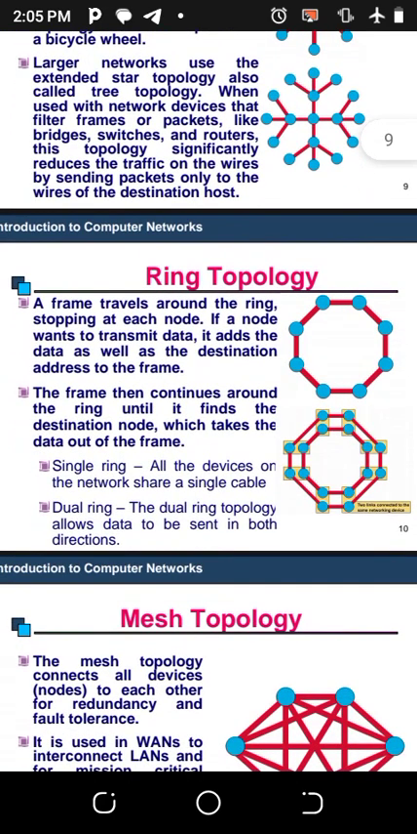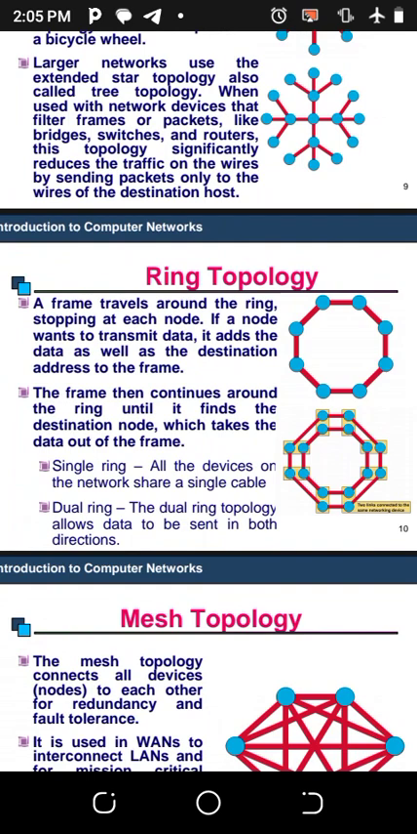Then we have the ring topology. Just like the way it appears there, it's in a ring formation. The frame travels around the ring, stopping at each node. If a node wants to transmit data, it adds the data as well as the destination address to the frame. The frame then continues around the ring until it finds the destination node that takes the data out of the frame. You can see this on the diagram of the ring topology.